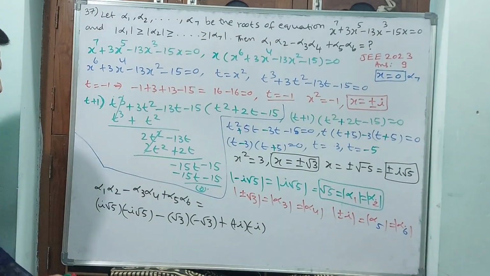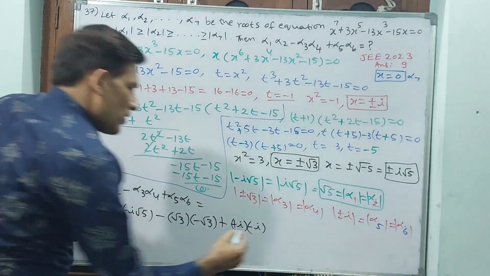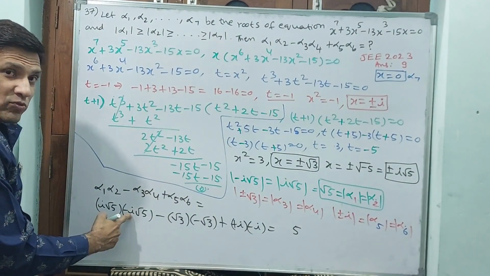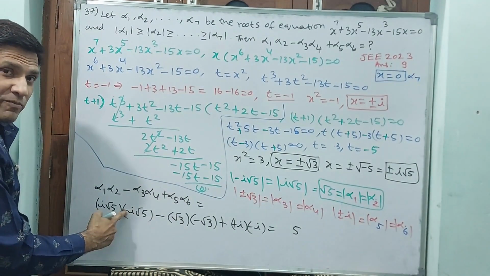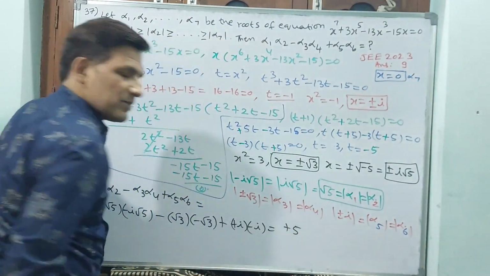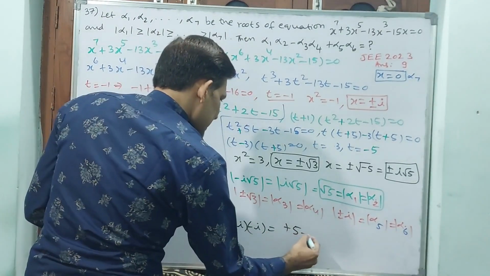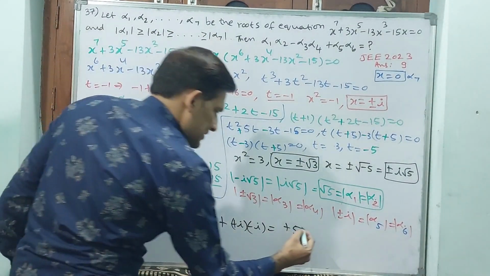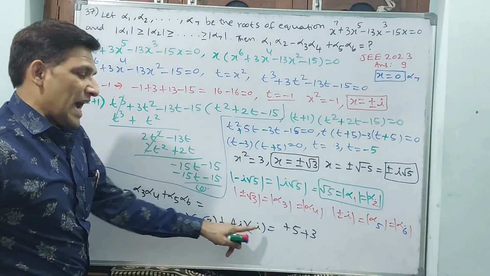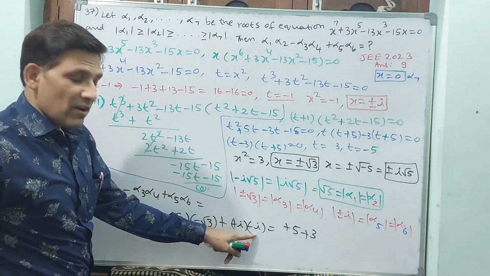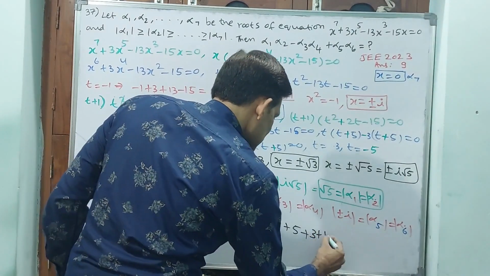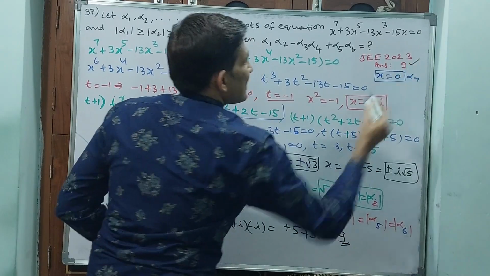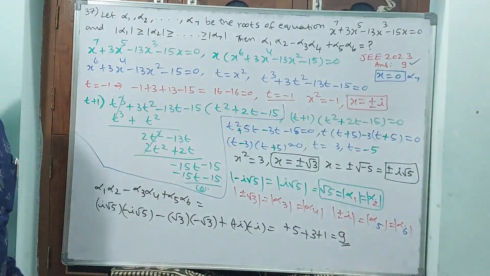Understand? Now you tell me, root 5 into root 5 is equal to 5. i into i is i square, minus 1, minus 1 into minus 1 is plus 1, plus 5. Minus root 3 into root 3 is 3, but minus into minus is plus 3. i into i is i square, minus 1; minus of i square is plus 1. That is equal to 5 plus 3 plus 1, 9. This will be your answer. Let us go for the next question.